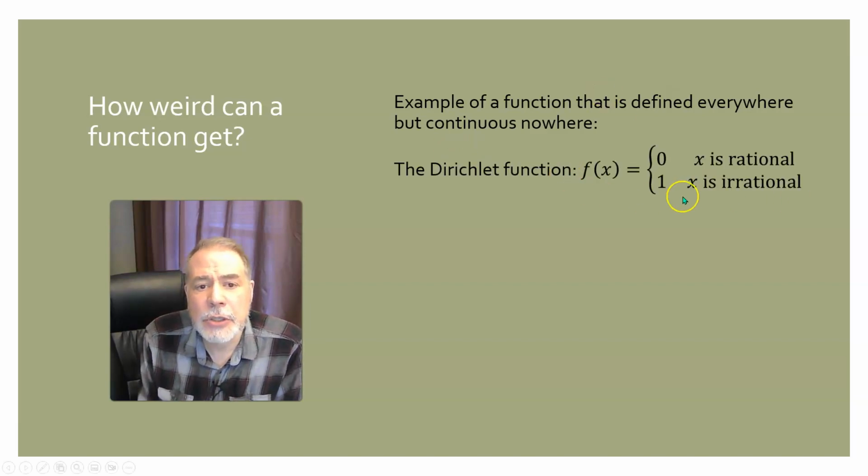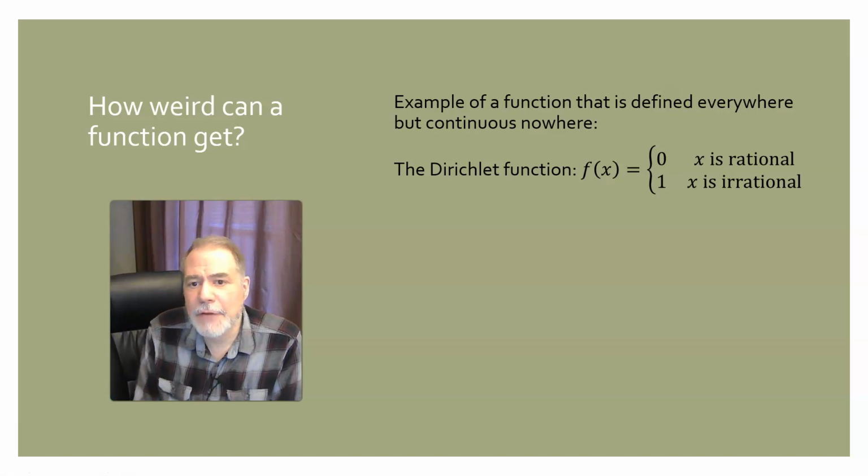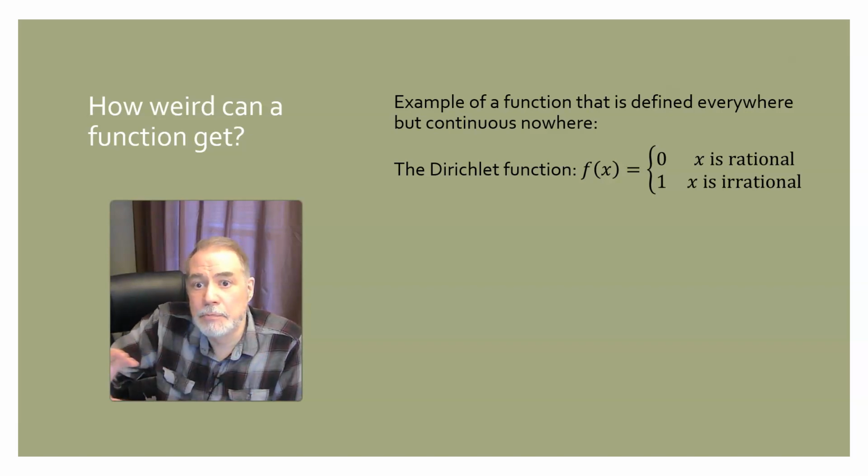And that function is what's called the Dirichlet function. It's the function where f of x is 0 if x is a rational number, and 1 if x is an irrational number. Remember, the rational numbers are the ones that you can write as a ratio or as a fraction, and the irrational numbers are the ones that you can't. And if you try to write them in decimal form, the decimal digits keep on going forever without repeating.